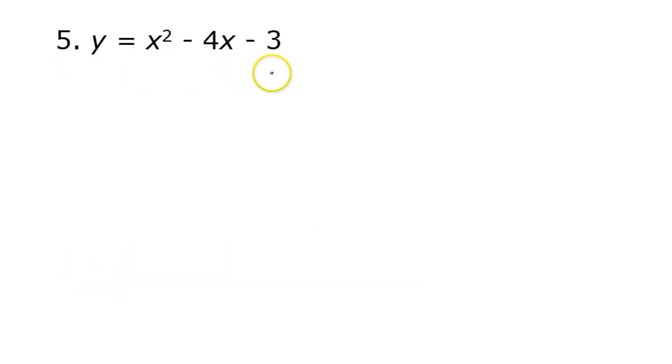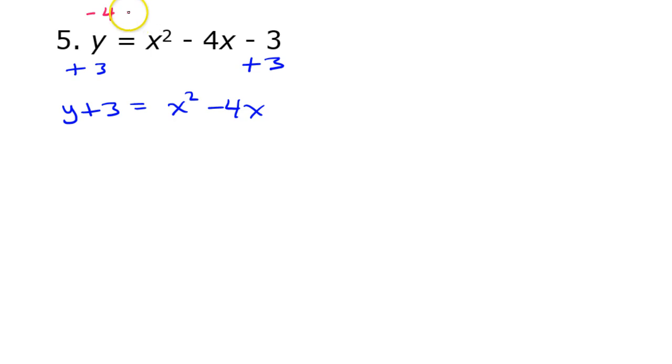Pause the video and try to do number 5 by yourself. I'm going to assume that you've done that, so let's add 3 to both sides. So then I have y plus 3 is equal to x squared minus 4x. Time to complete the square. You do half the middle squared. So the middle is negative 4. Half of negative 4 is negative 2. Negative 2 squared is positive 4. So half the middle squared is positive 4.